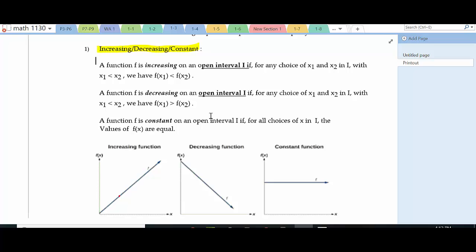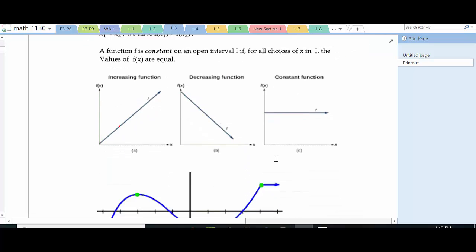So increasing is pretty easy for a student to see. It just means the y values are getting bigger as you go left to right. Decreasing is the same thing. If you look at this definition, it says if x1 is less than x2, then the function values are in an opposite order like that. Constant, what does constant mean? It means just the y values stay the same. So those are the possibilities, but be sure you pay attention to the open interval anytime that you name these intervals. So that's the idea, okay?